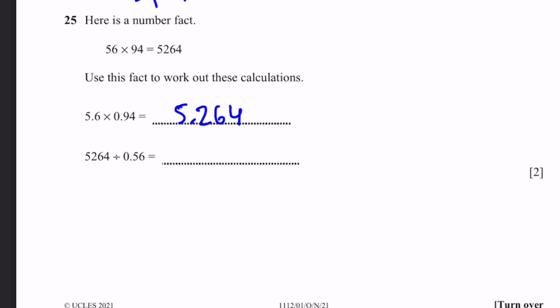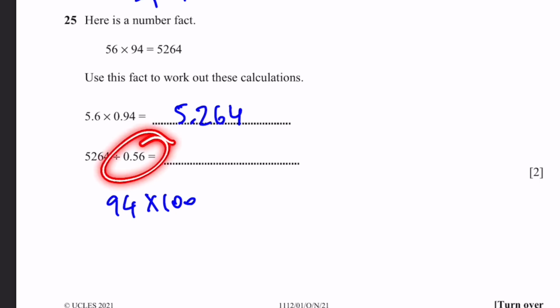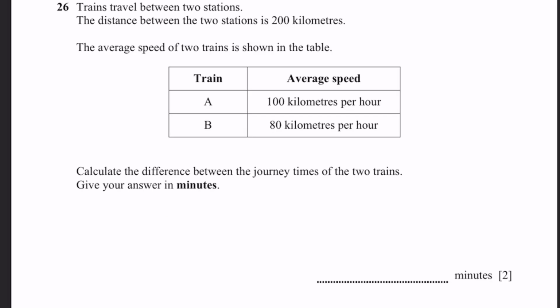Next we have 5264 divided by 0.56. Now 5264 divided by 56, when you bring it here, it's equal to 94. If we divide by 0.56, it's equal to 94 into 100, because when we divide by a smaller number, the answer increases. 94 into 100 is equal to 9,400. That's the answer.